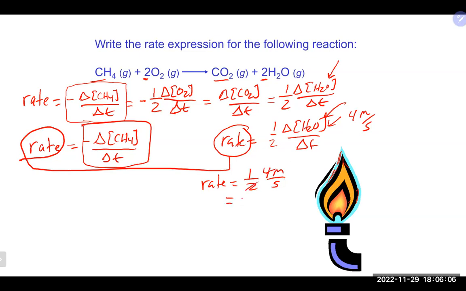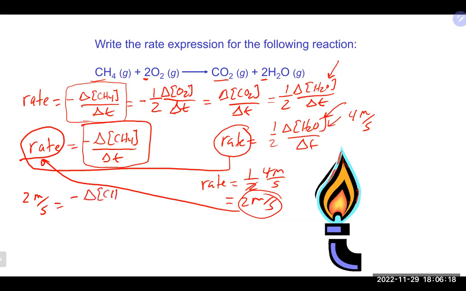and we would end up with 2 molar per second as our rate. Then we would know that if we took this rate, which is positive, and stick it in there, we would have 2 molar per second equals minus the change in the concentration of CH4 over the change in time, which means really the only thing that would come over to the other side is the negative, and that would be negative 2 molar per second would be how the methane here is changing per time in my made up example.